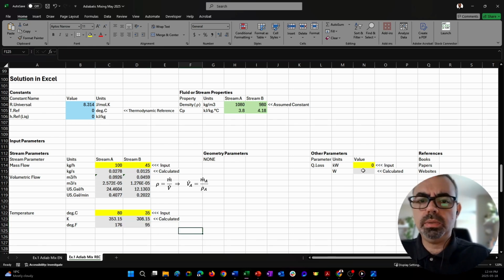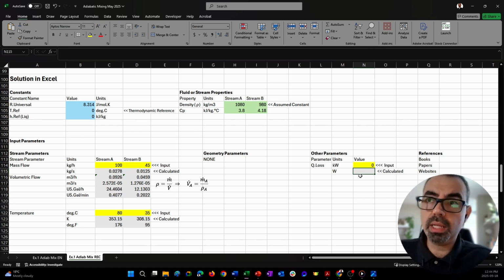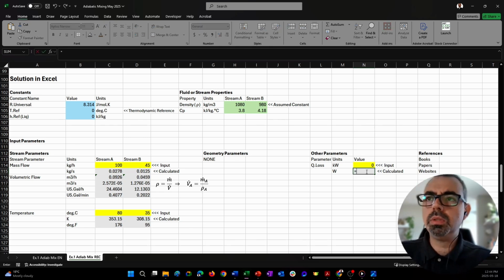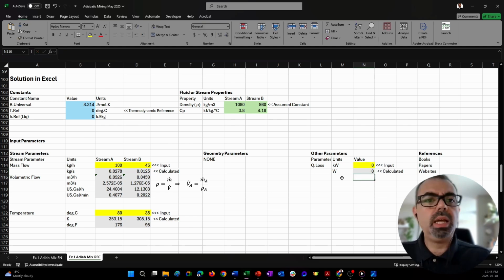Same here I can do for the heat loss. So you see I put as an input parameter the heat in kilowatts. But for my energy balance, I might need to use this information in watts. So it's better to always do the conversion in advance instead of doing it in the calculations in the energy balance. So I'm going to just convert whatever value that I have here, in this case 0, times 1000. And that's it for all the input parameters.